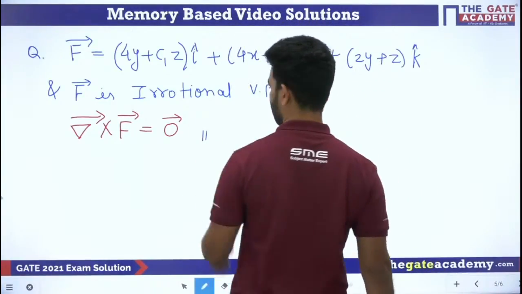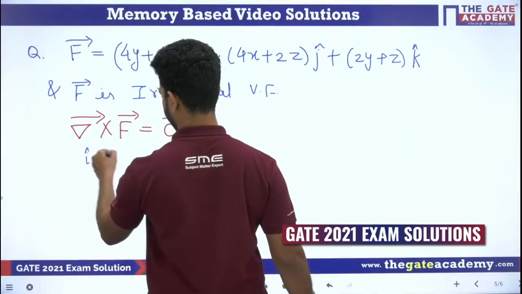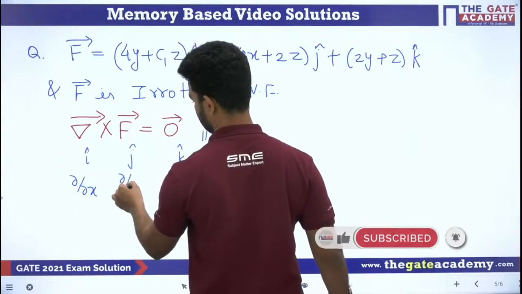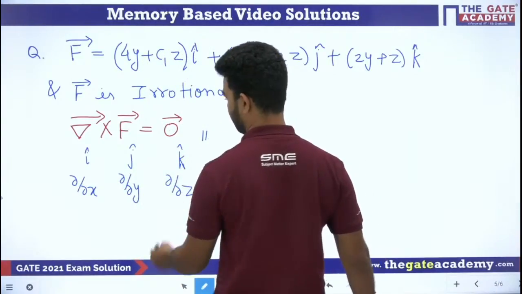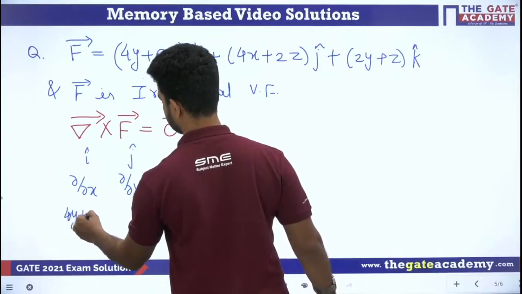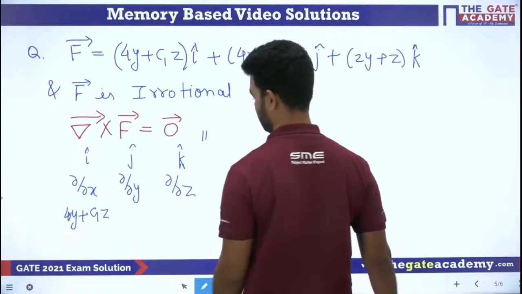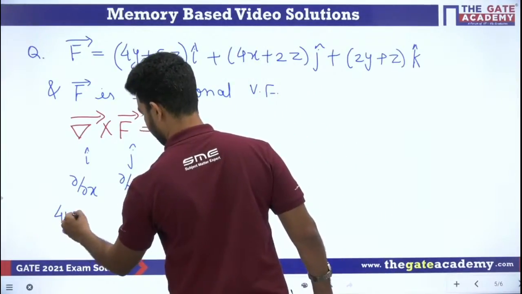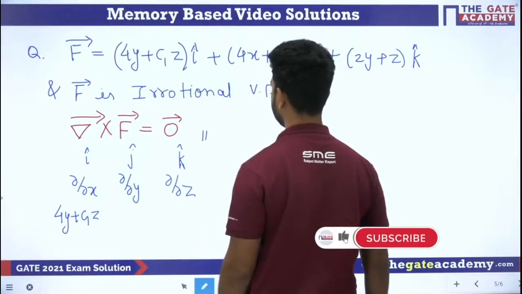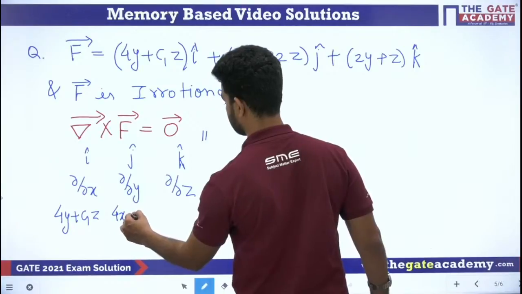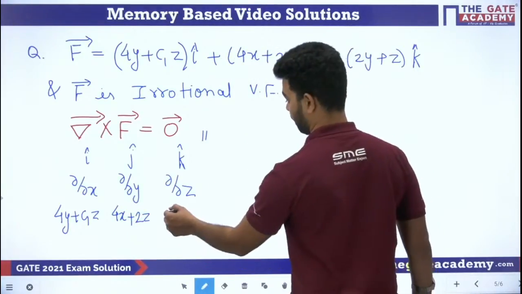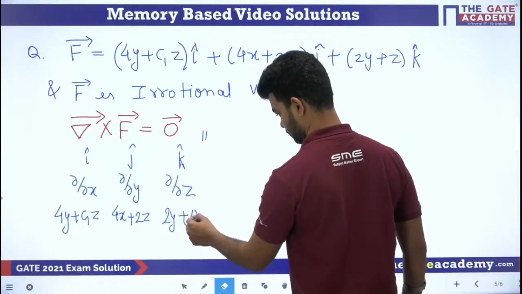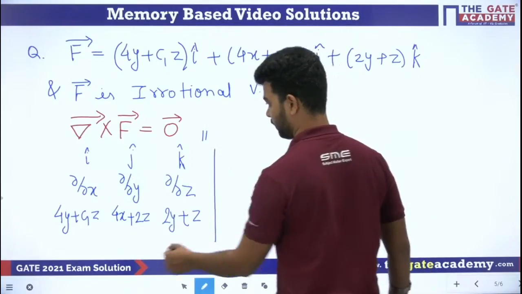Come on. Very good. So, i, j and k, del by del x, del by del y, del by del z, it is what? 4y plus c1 z. How can I write so badly? 4y plus c1 z, again. 4x plus 2z, 2y plus z. Sorry for my handwriting, guys.